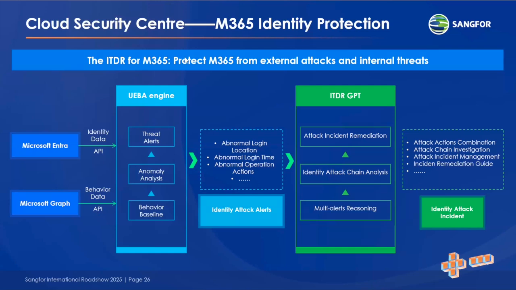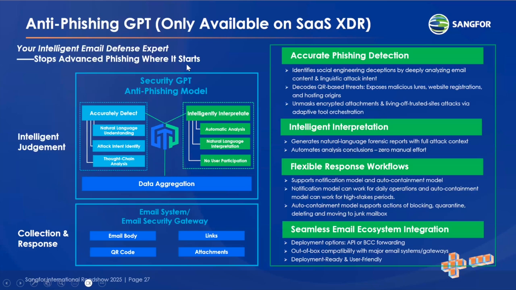Okay, and about email security. So we cannot provide a full-fledged email security solution, but I think one of the most important things is phishing email. So we provide a phishing email capability in our XDR. So we check the email body, the links, the QR code, attachment. So what can we do? We will use our algorithms like natural large language model and also thought chain analysis. We can capture whether it is a phishing email or not.